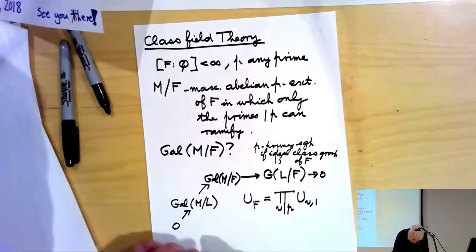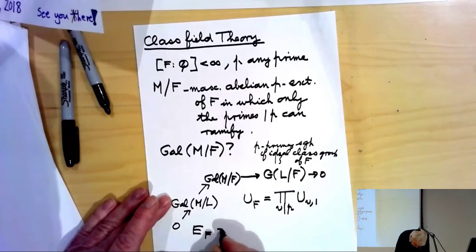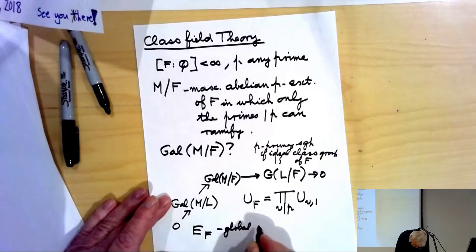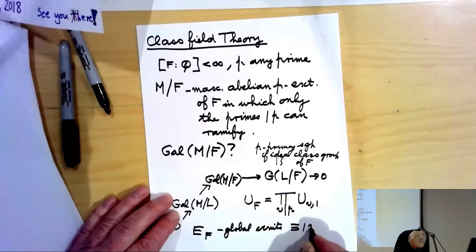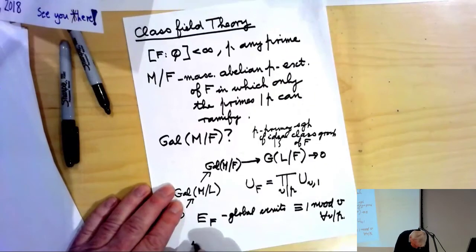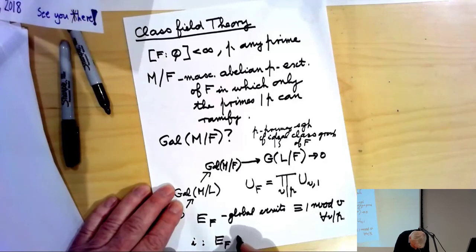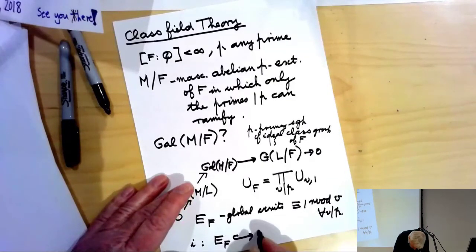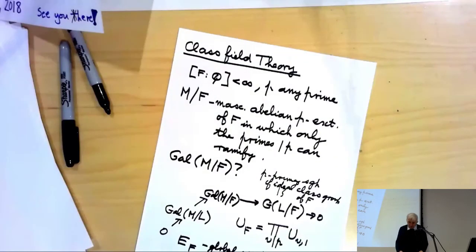These are the local units here, and now I have the global units, EF, which are the global units congruent to 1 mod V for every V dividing P, and then I have the natural inclusion I of EF into UF. The global units congruent to 1 into there.